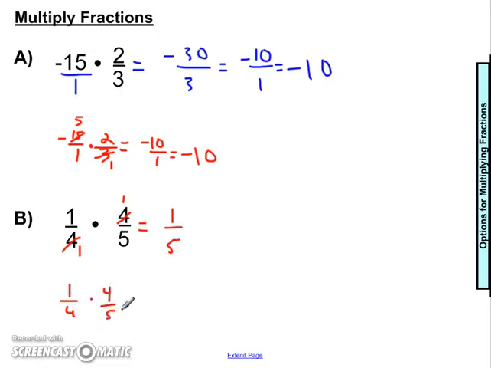But if you wanted to, 1/4 times 4/5, if I multiply across first, 4 times 1 is 4. 4 times 5 is 20. What reduces both 4 and 20? Well, that is 4. 4 goes into itself once, and it goes into 20 5 times. And either way, I get to 1/5. But either way, you need to reduce to lowest terms when you're all said and done.